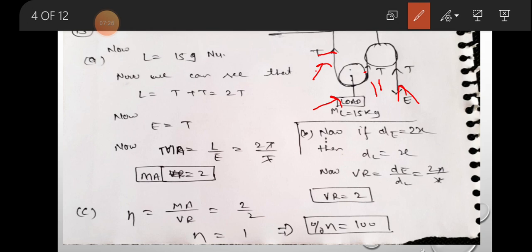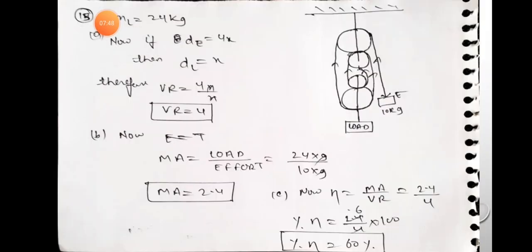Therefore VR is equal to dE upon dL. dE stands for displacement in the effort, so displacement in the effort is equal to 2x upon x, so we'll get VR as 2. Now third part we have to calculate efficiency. Efficiency, as we all know, is equal to MA upon VR. Since both are equal, therefore efficiency will be equal to 100%. Moving to the next question.